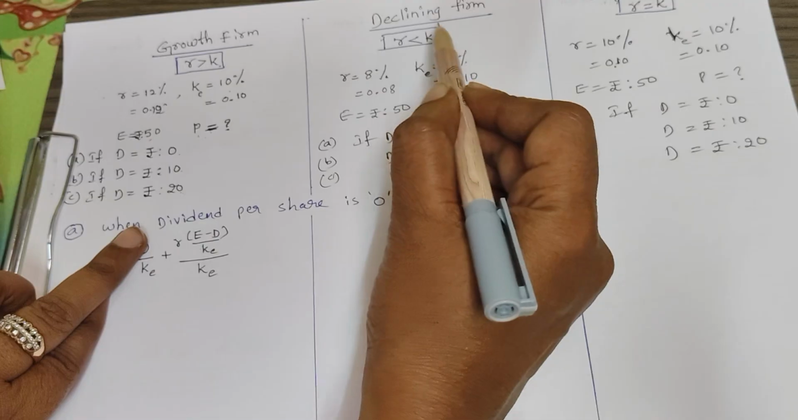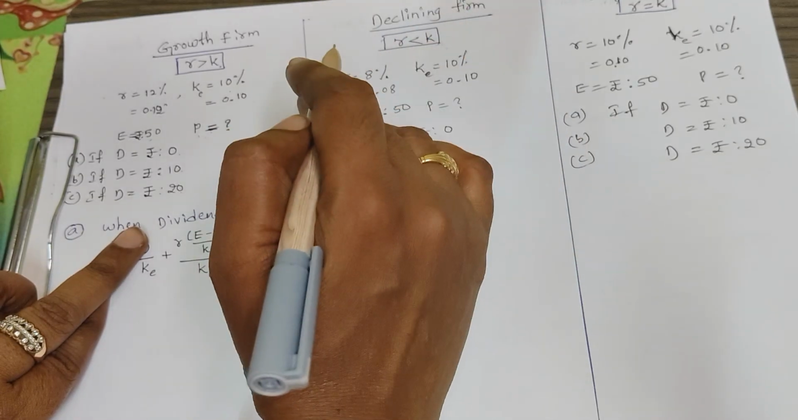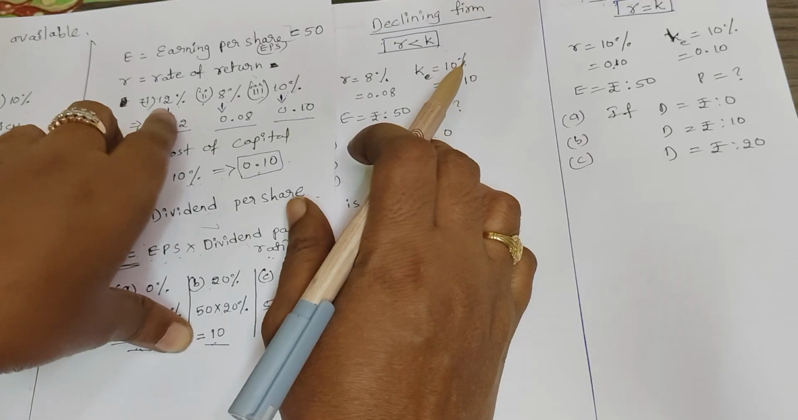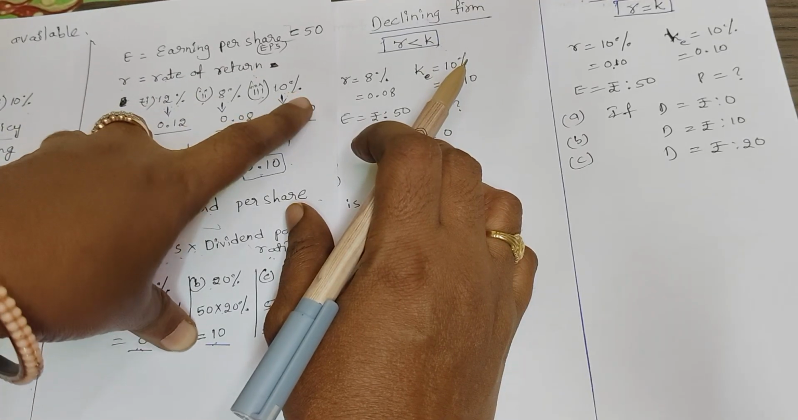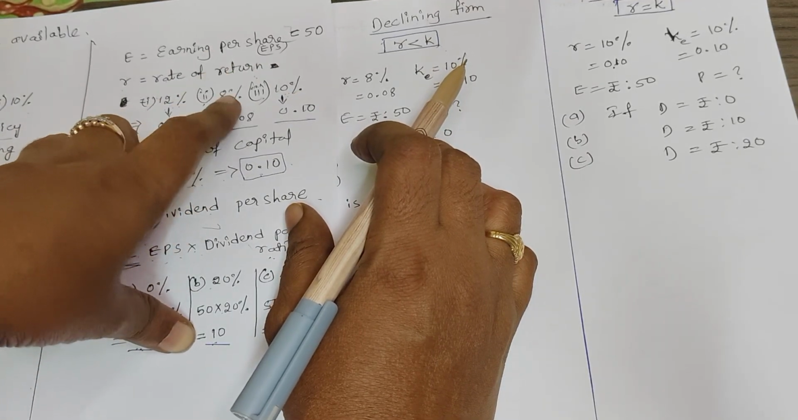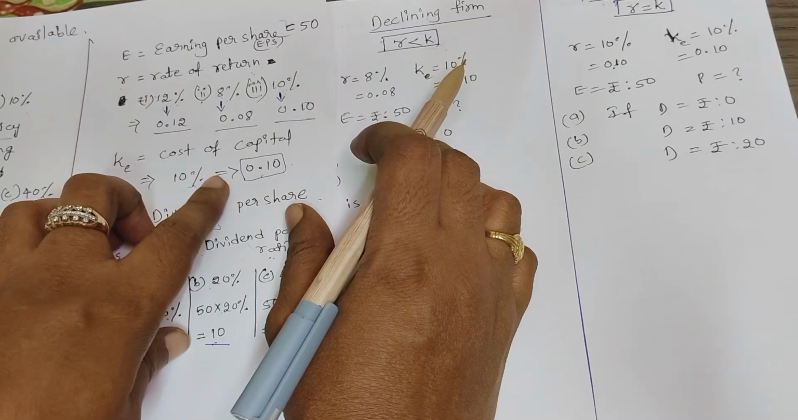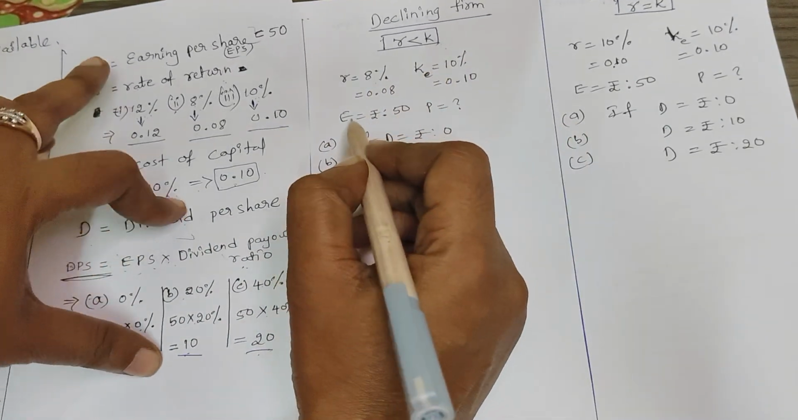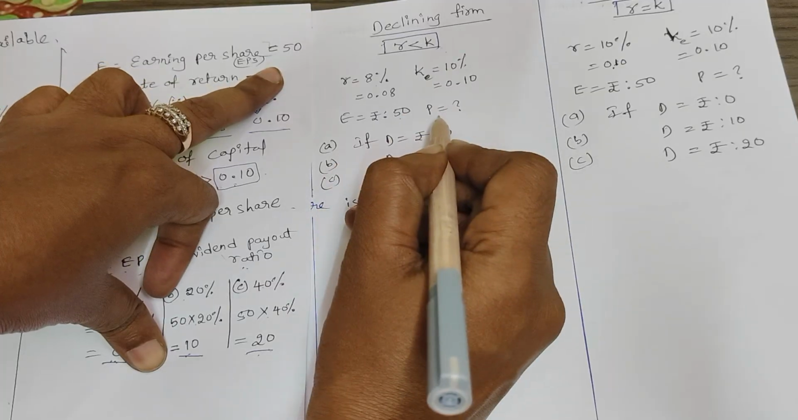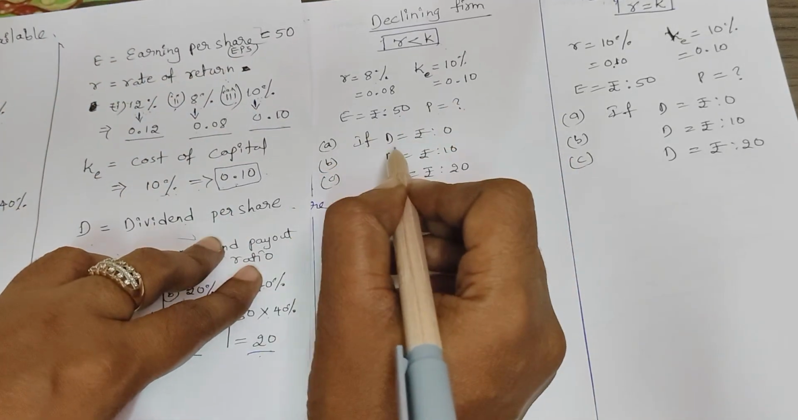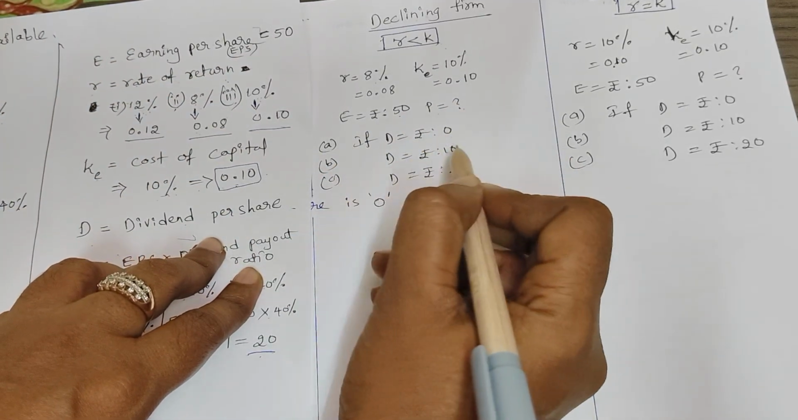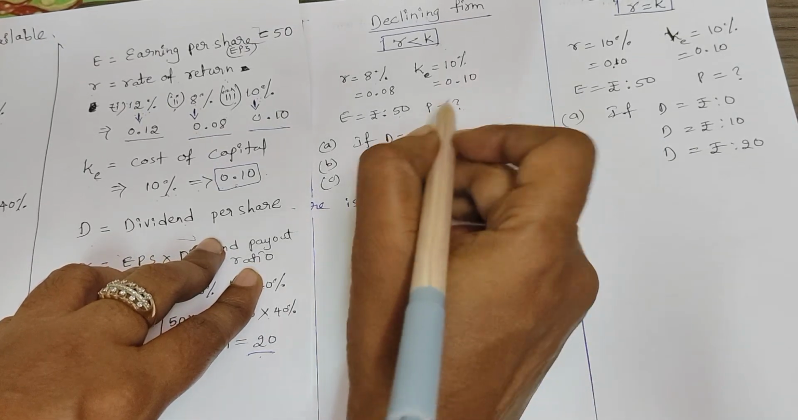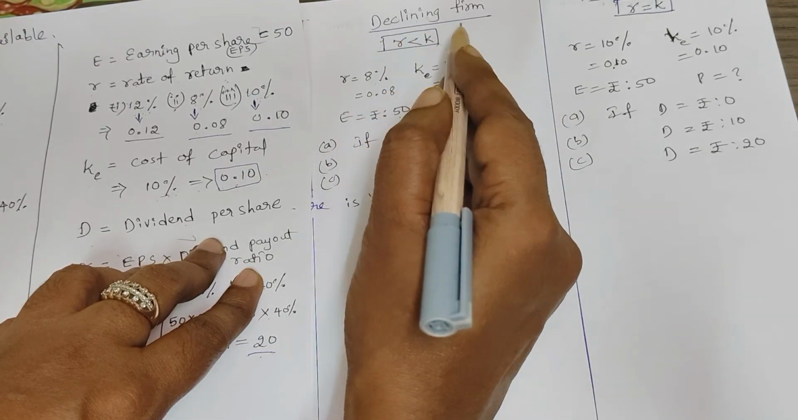Likewise, R is less than K. So R value is less compared to K value. So under our details, which is the less value here? 12%, 8% or 10%? 8%. So R is less than that of K. K is 10%. So R is equals to 8%, K is equals to 10%, and E value is 50 rupees, and we need to find out P value by using dividend is 0, if dividend is 10, if dividend is 20. So 3 times we need to find out P value under declining form.